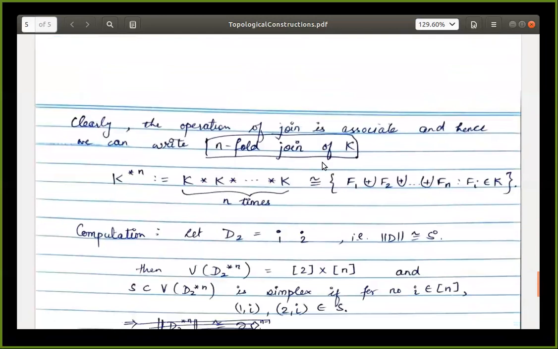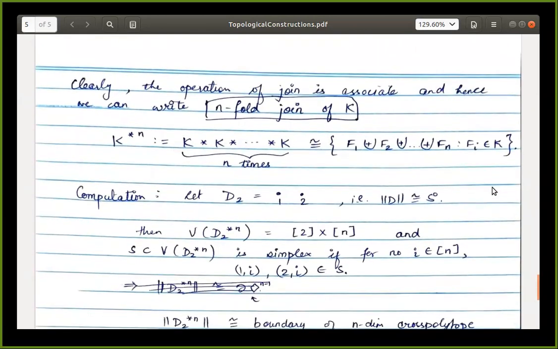And therefore, for a simplicial complex K, we can define an n-fold join. So the n-fold join of K is defined to be K join K n times, where the simplices are actually F1 ordered disjoint, F2 ordered disjoint, and so on up till ordered disjoint Fn, where each of these Fi's are coming from K itself, right?